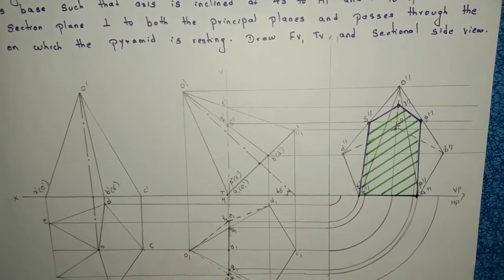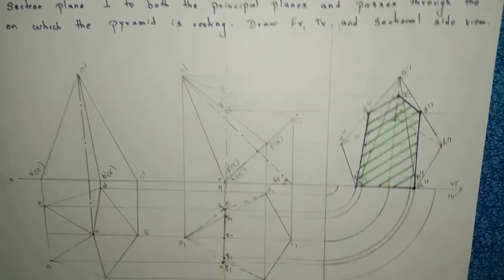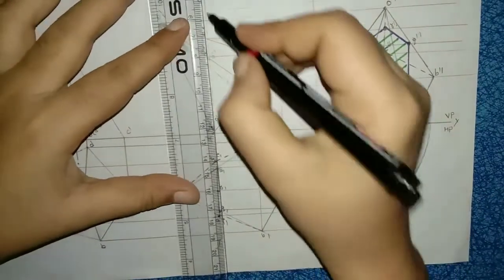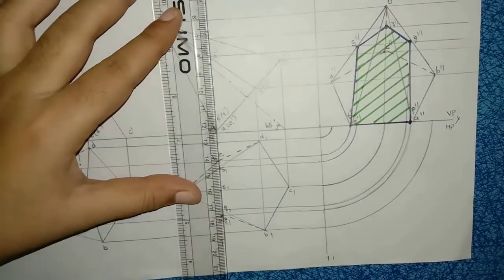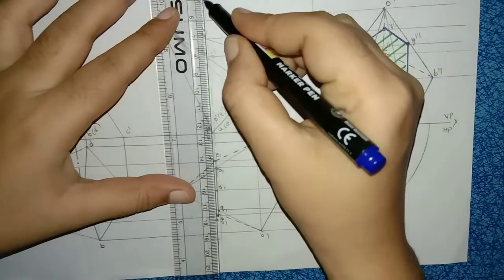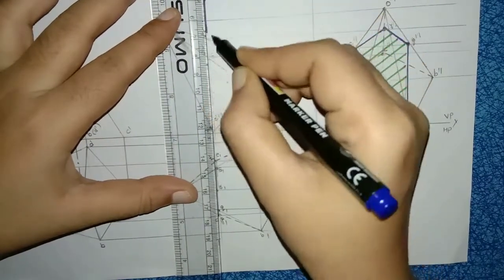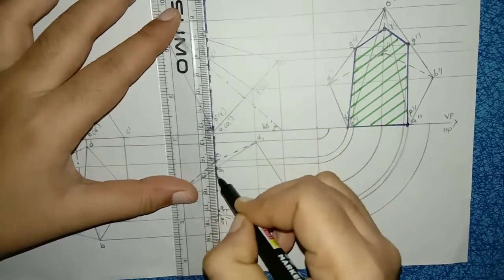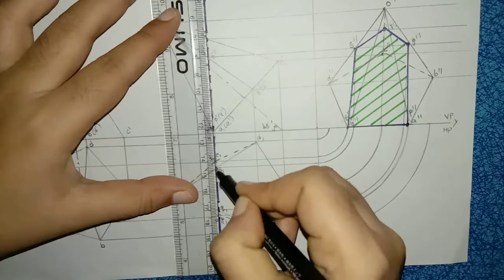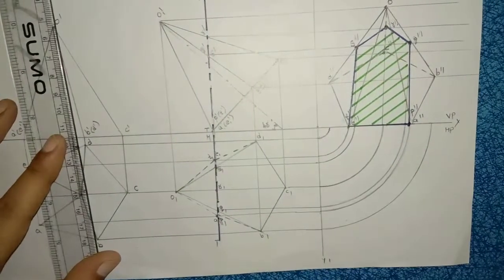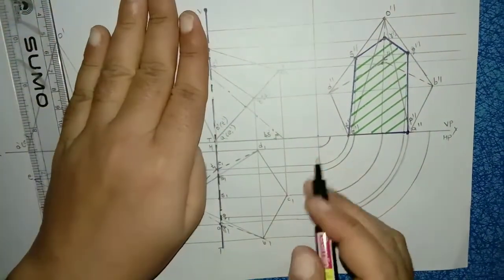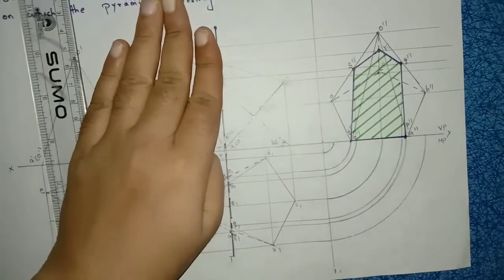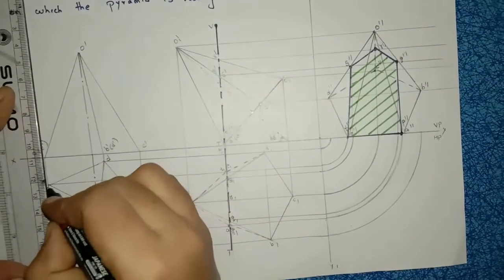After completion of your problem, now here what are the portions we are removing? This is your sectional plane actually, which we have drawn in perpendicular manner, perpendicular to both HP and VP. So that means we are removing this part. This part should be in light manner, total problem should be in dark manner. Right, so here the pentagon should be dark.